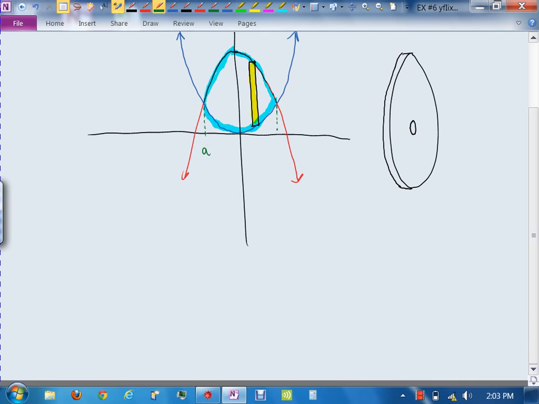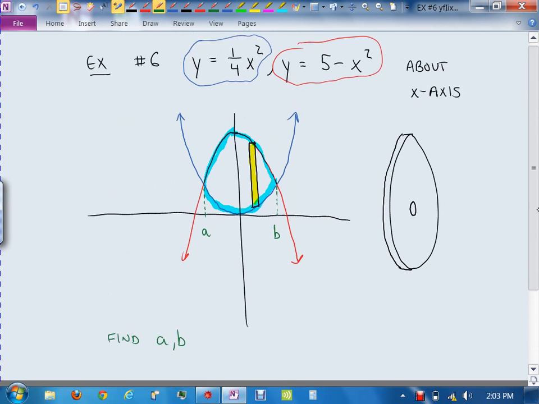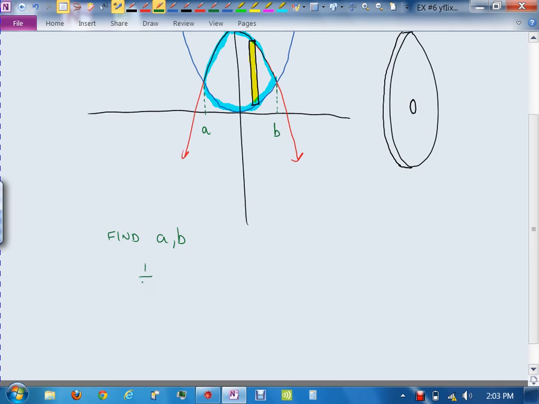Set them equal to each other. So let's find a and b. I'll just write down what it is, and then I'll leave it to you to set it up. 1/4 x squared equals 5 minus x squared.